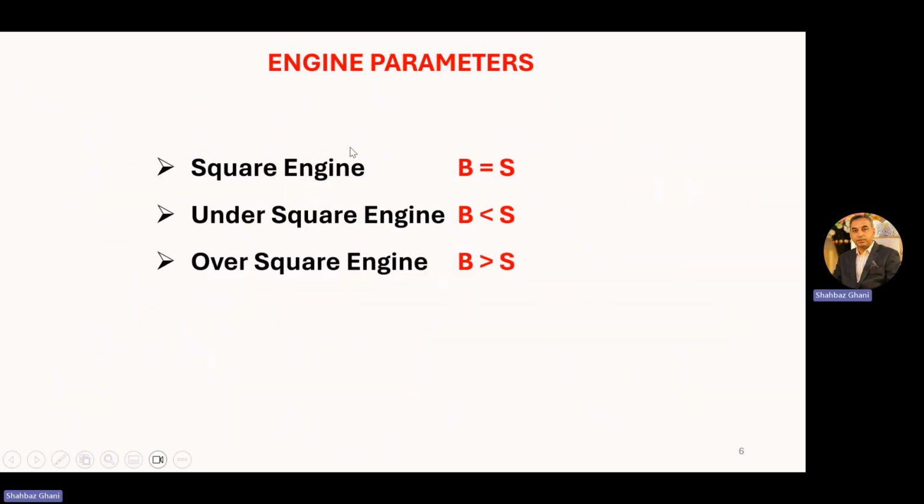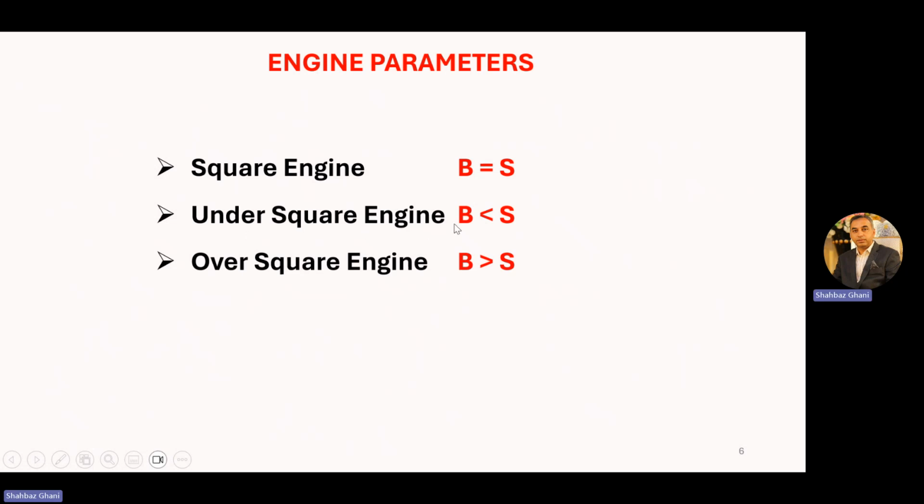Now, engine parameters. When you have bore and stroke of the same length, then the engine is called a square engine. Your bore dimensions and the stroke dimensions, means the lengths, are the same. If the bore is 4 inches or 4 centimeters and the stroke is of the same value, then the engine is square.